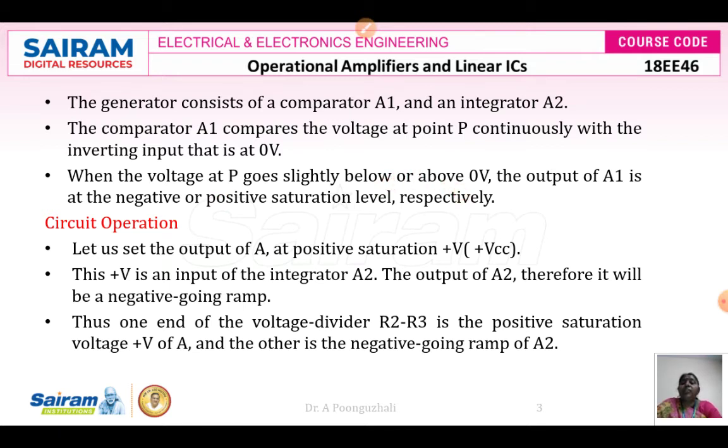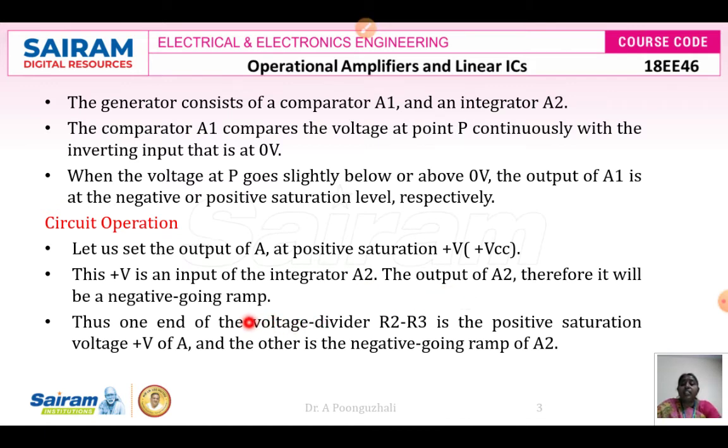Now if I look at the output of your square wave generator, we are going to assume that it is at plus V saturation. This plus V saturation is going to act as an input to your integrator. As a result, the output of the integrator is going to be a negative going ramp.